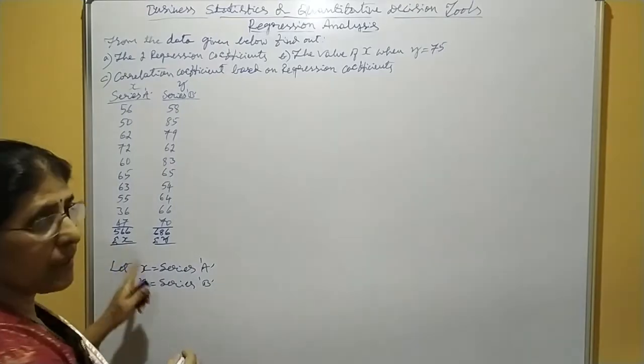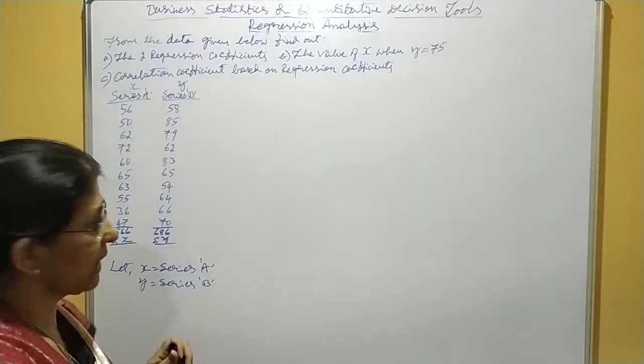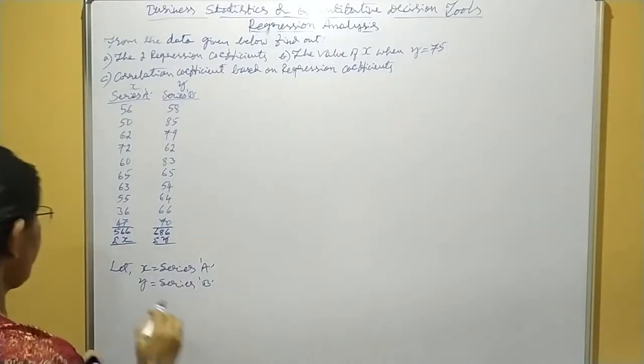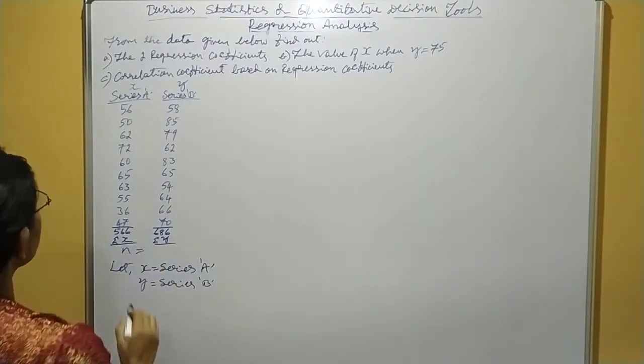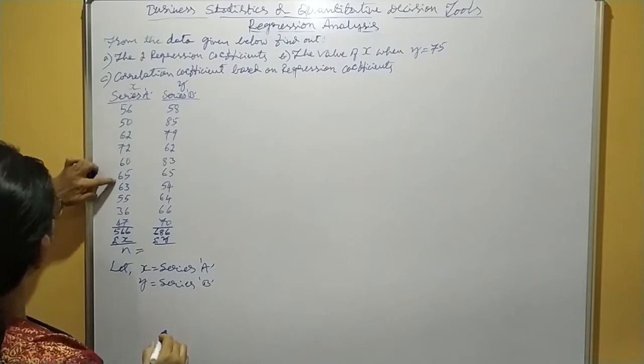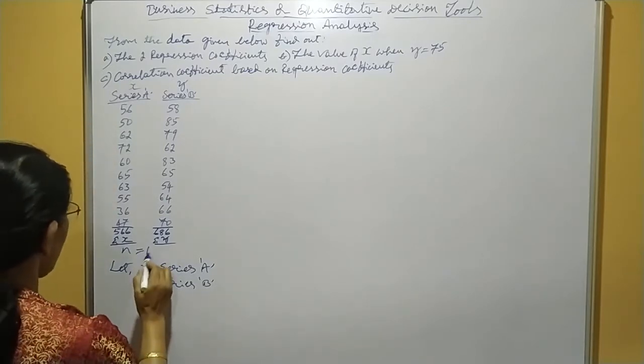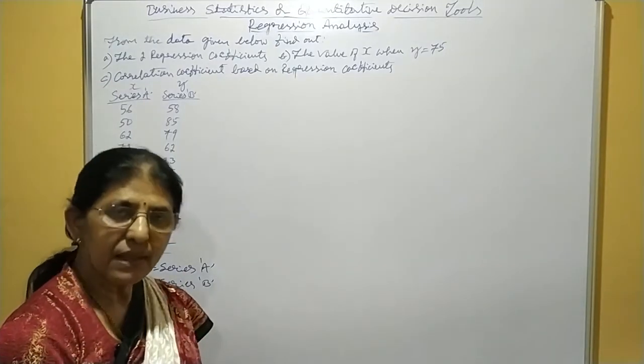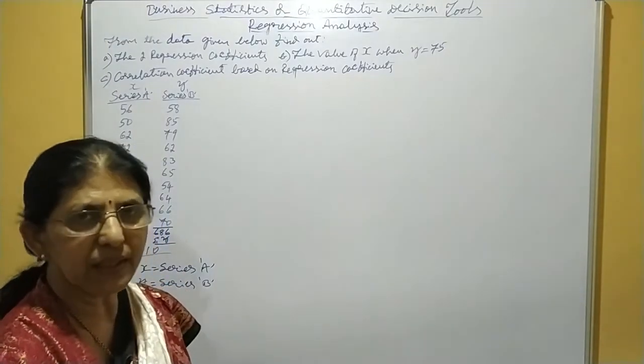Now here I have taken the total just to save time in the examination. Total will not be given, you have to take the total first. Then n equals number of paired values. Here number of paired values are how much? 10. Always it need not be 10, it may be 8, 9, 7, 6, whatever it may be.